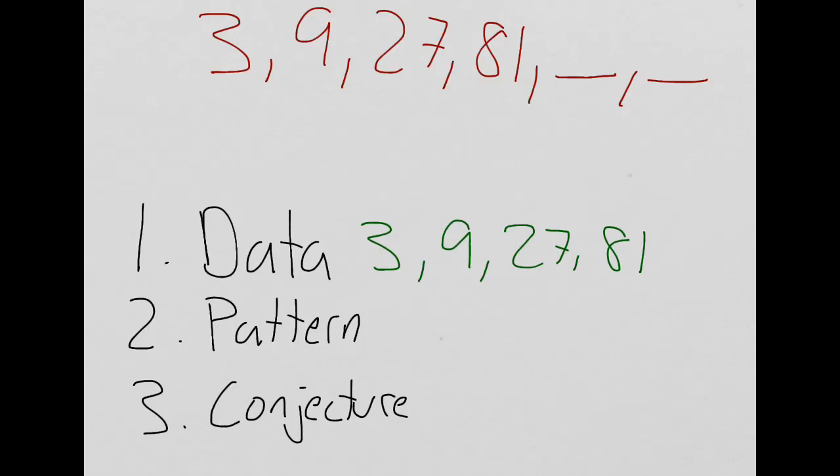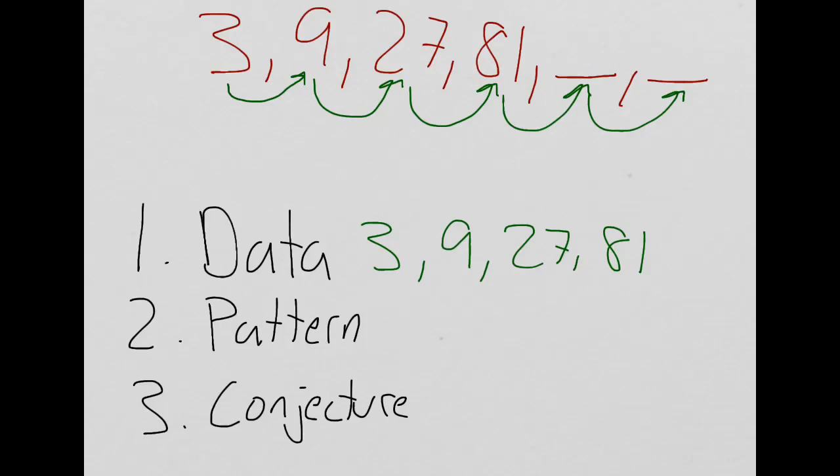Now, I do need to try to recognize a pattern. So I need to try to figure out how it is that I go from 3 to 9, from 9 to 27, from 27 to 81, so that I can then figure out how I find my following two terms.